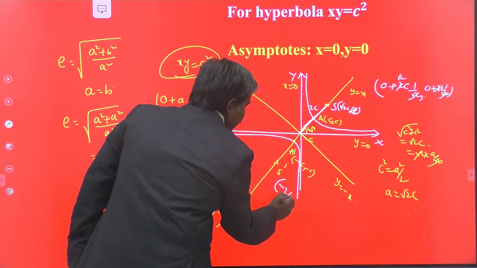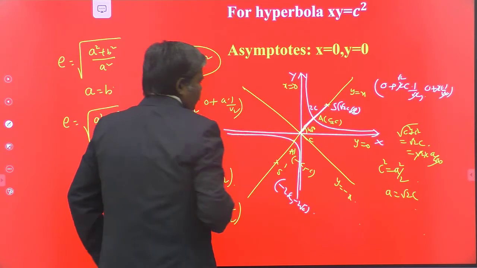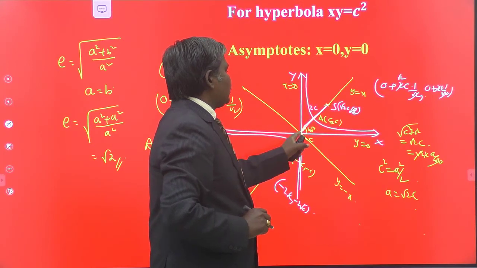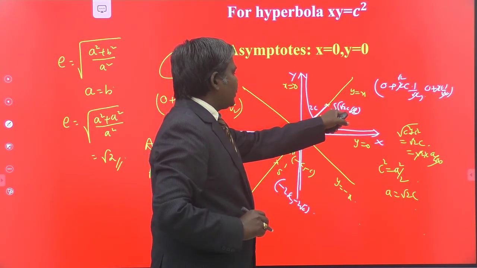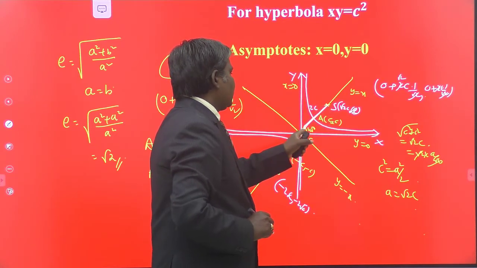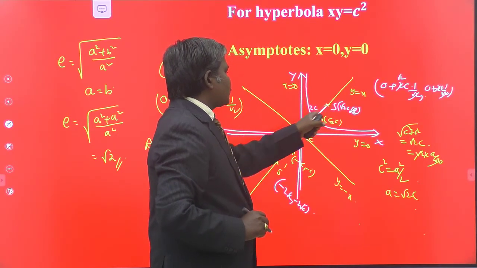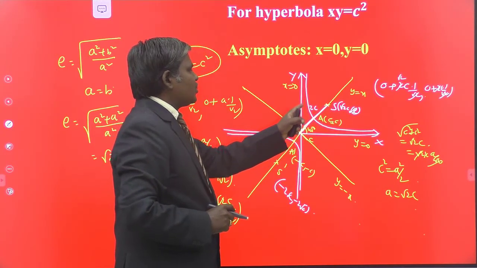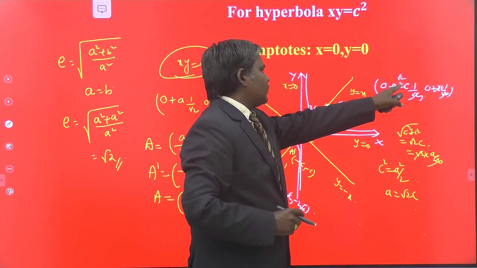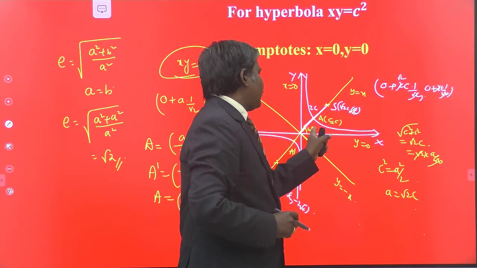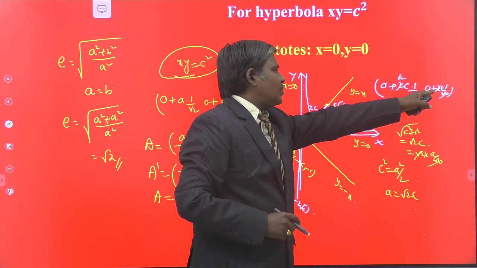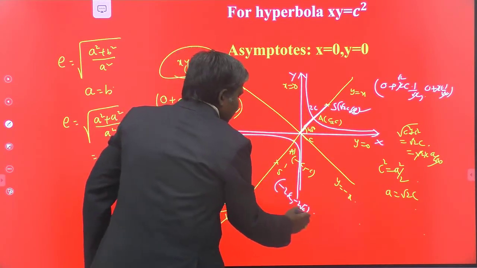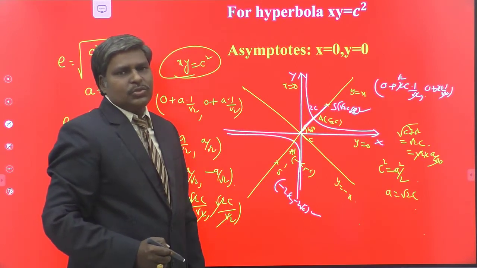S dash is minus root 2c comma minus root 2c. Don't confuse. This is A, clear. And the distance from here to here is 2c. When the distance is 2c, the coordinates of S are not 2c comma 2c. When your S is on y equal to x, at distance 2c, your S coordinates are root 2c comma root 2c. X is equal to x1, 0 plus r cos theta. R means what here? 2c cos 45 degrees, that is 1 by root 2. So root 2c comma root 2c. So the coordinates of the foci are root 2c comma root 2c. Similarly, S dash is equal to minus root 2c comma minus root 2c.